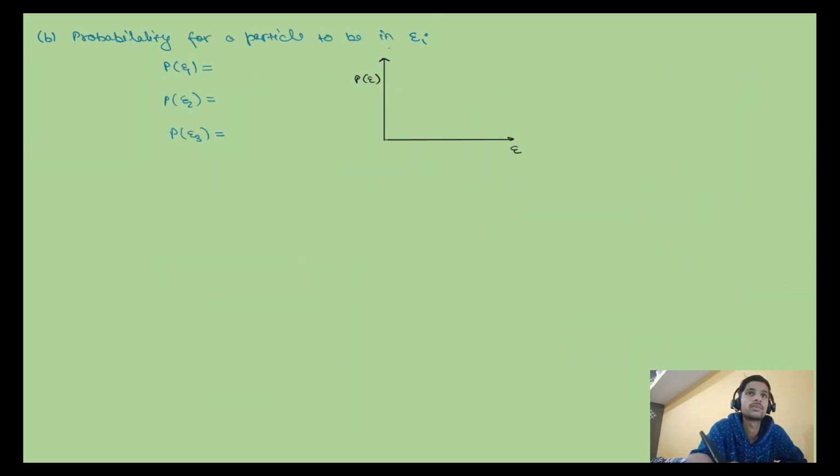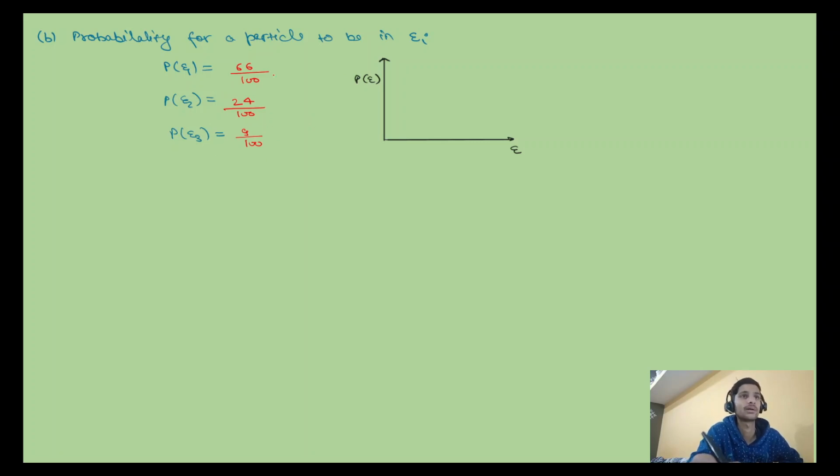So the probability for each particle to be in all these energy levels. In the first state, the number of particles is around 66, and the total number of particles is 100. So the probability will be around 66 upon 100. In the second energy state, there are around 24 particles out of 100, so the probability will be 24 by 100. And in the last, it will be around 9 out of 100. So this is the probability for the particle to be in all these states.